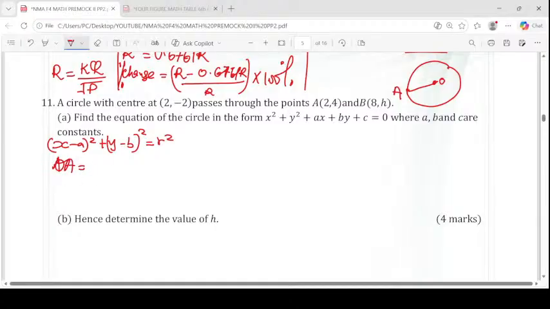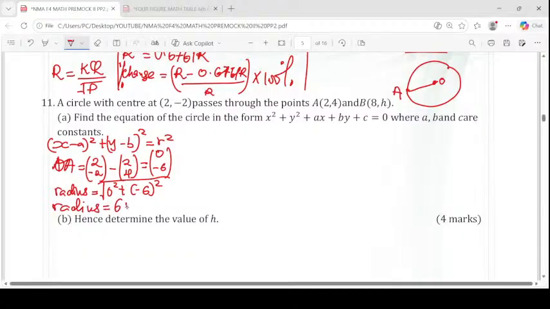OA will be (2, -2) minus (2, 4). This becomes (0, -6). Then the radius will be the root of 0 squared plus negative 6 squared. So our radius in this case is 6 units. That is the radius of our circle.